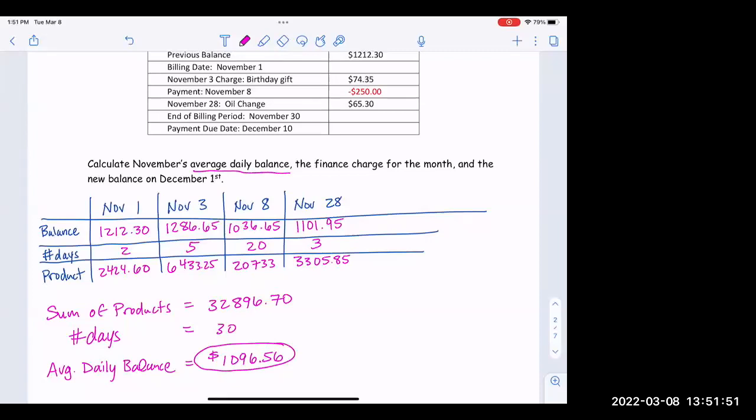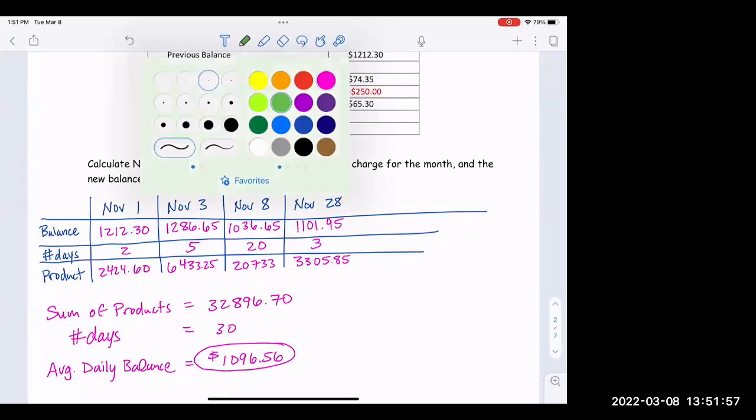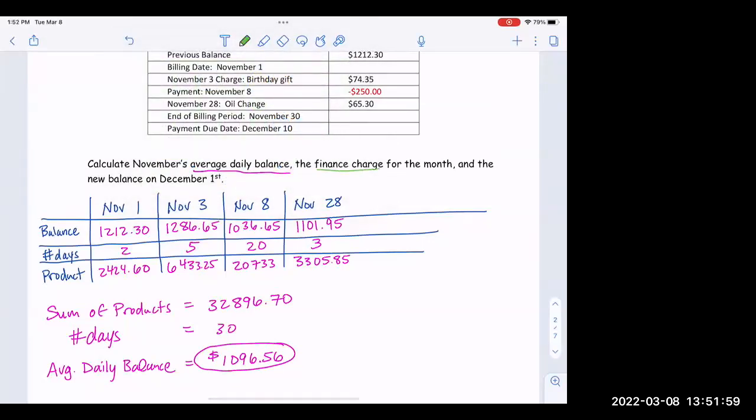They also asked us for the finance charge and the new balance on December 1st. So we're going to find that as well. So the finance charge, remember, that's just another name for interest. Credit cards use simple interest. But what's different about credit cards is that instead of the rate and the term, R and T, being annual, they are monthly. So R is our monthly interest rate and T is the time in months. So since we're using the average daily balance method, we're going to use that average daily balance, 1,096.56, as our principal.